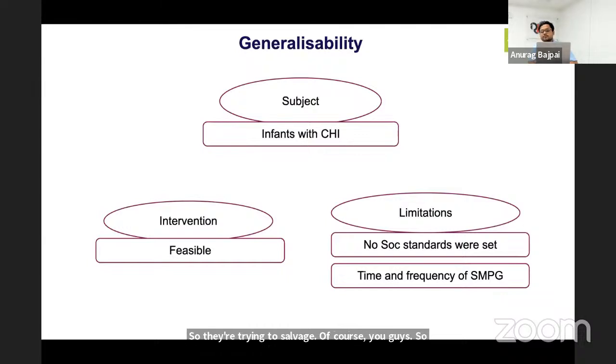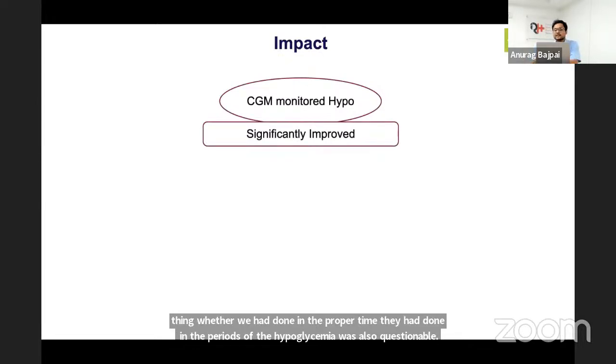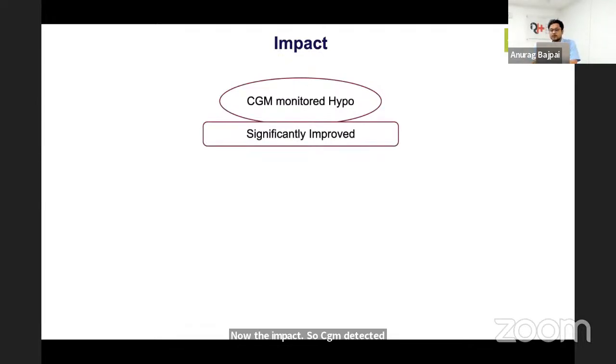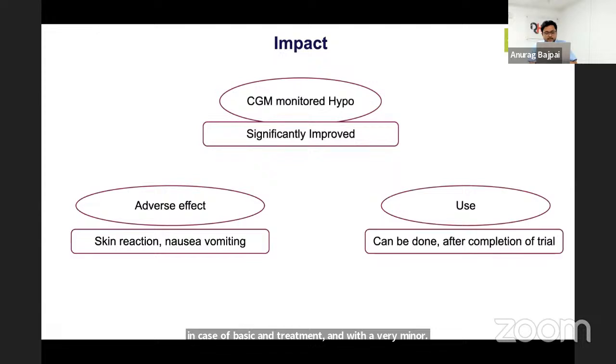There is also the time and the frequency of SMPG that was done. That is also questionable, whether they did it at the proper time, and whether they did it during the periods of hypoglycemia was also questionable. Now the impact: CGM-detected hypoglycemic episodes were much improved in comparison to the standard of care in case of dasiglucagon treatment, with a very minor adverse effect.